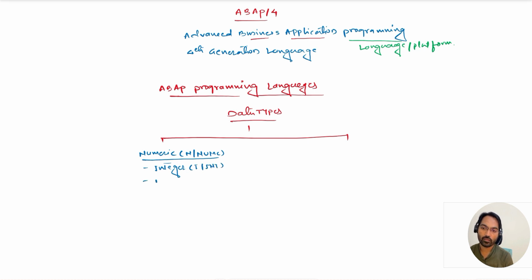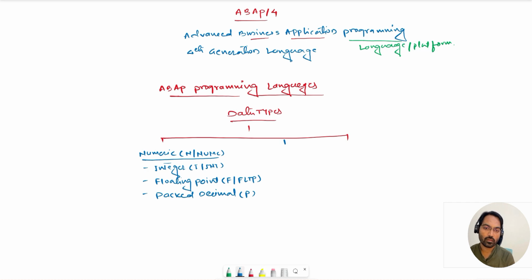Then comes floating point. This is again one of the data types provided by SAP. That is going to be represented by using either F or FLTP. Then comes your packed decimal. Again, this is one of the data types provided by SAP, and this is going to be represented by using P.